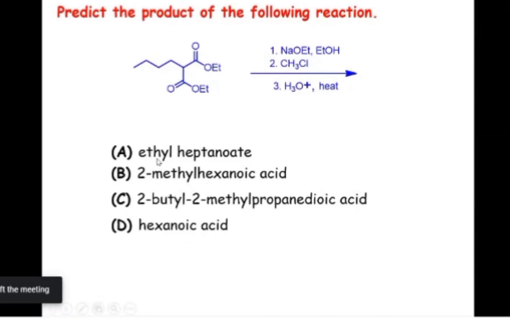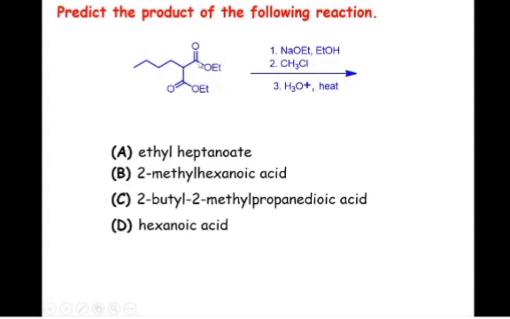See, first, option A is ethyl heptanoate. Ethyl heptanoate means they are saying that this ethyl group has 1, 2, 3, 4, 5, 6 carbons, and they have added one more methyl group. It is not possible. Okay, ethyl heptanoate. Then hexanoic acid.